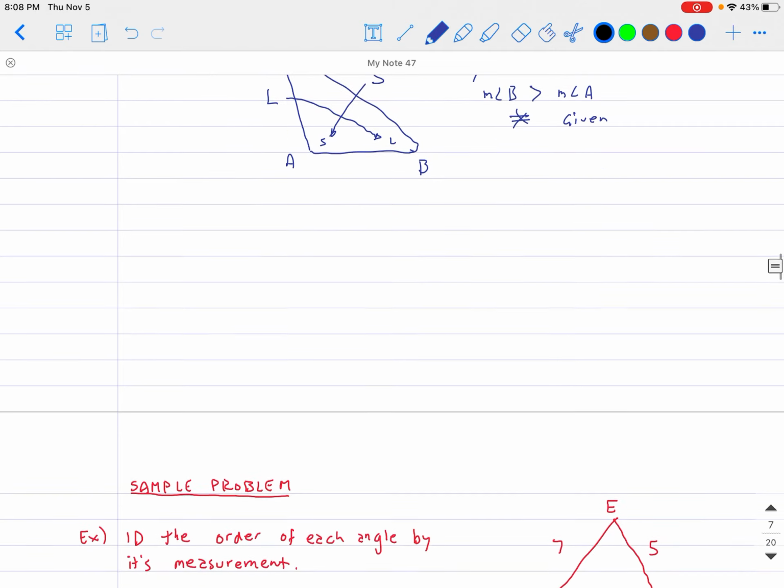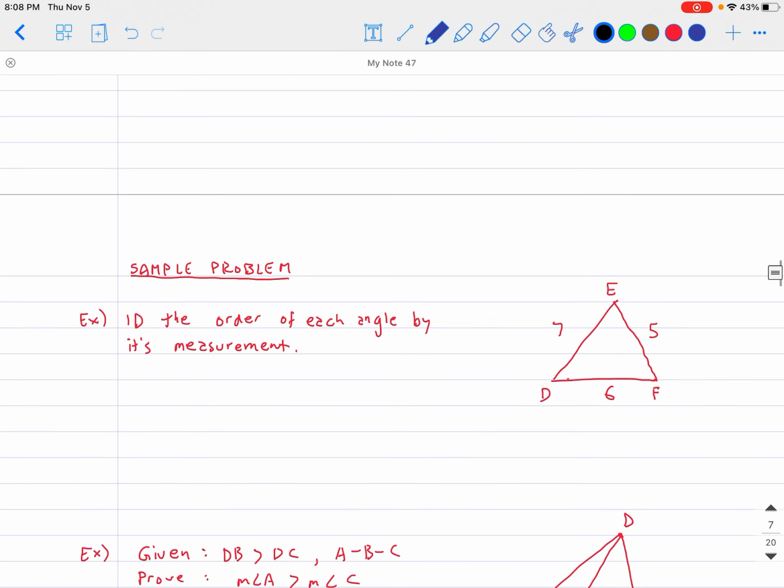Okay, so now let's go ahead and see what we can do with this, because we want to be able to apply this so that it's relevant. So here in this example, this is not really a geometry proof, but rather something that will be actually useful when you go into, say, pre-calculus or trig. What I want to do is, in this triangle, identify the order of each angle by their measurement. So in this triangle DEF, I want to know which one's the largest angle, which one's the smallest angle, and which one's the medium angle. Okay, so I want to just order them by numerical measurements.